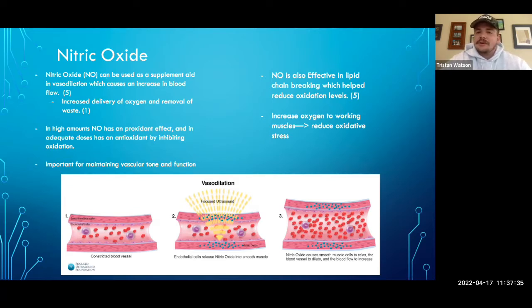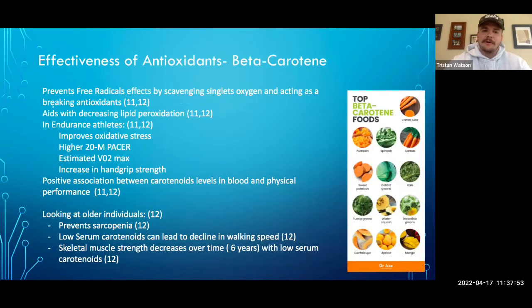So it is also effective in breaking lipid chains, which helps to reduce oxidation levels. So it is a lipid breaking chain that can reduce oxidation levels. And then also it can increase oxygen to the working muscles, which reduces oxidative stress there. So we're going to go into the next slide here, and then I'm going to hand it off to Kamar. She's going to talk about the effectiveness of antioxidants here.